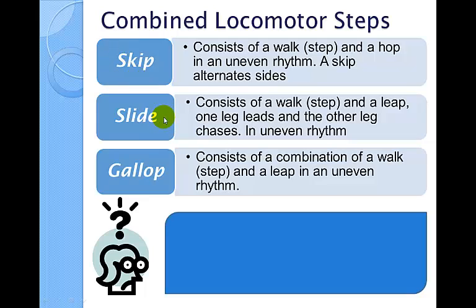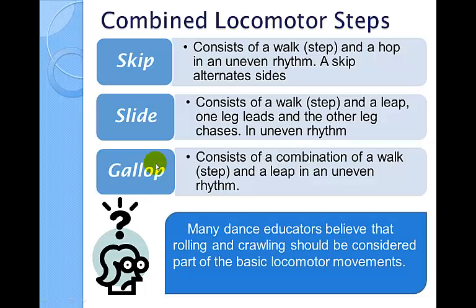A slide consists of a walk and a leap. And the other leg chases. It is an uneven rhythm. A gallop consists of a combination of a walk and a leap in an uneven rhythm. And if you were to look at children, they always gallop before they skip. Children learn how to skip about 4 years of age, and you might have a very vivid and clear memory of when you learned to skip.